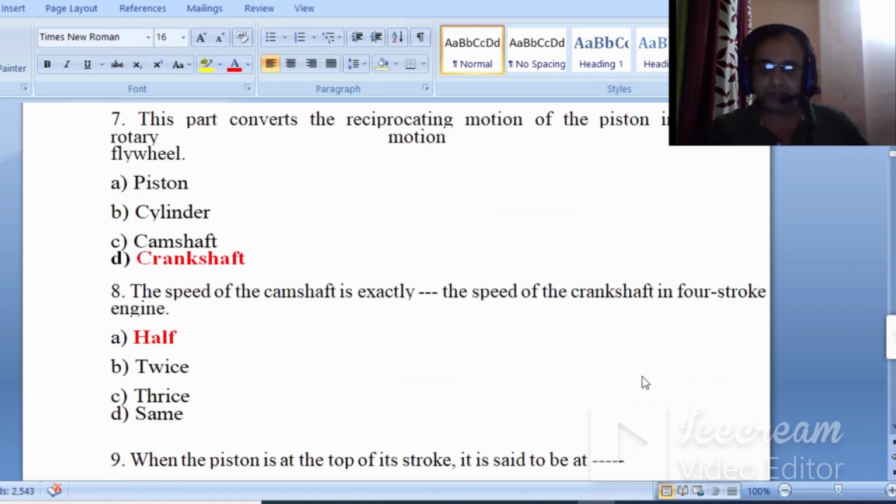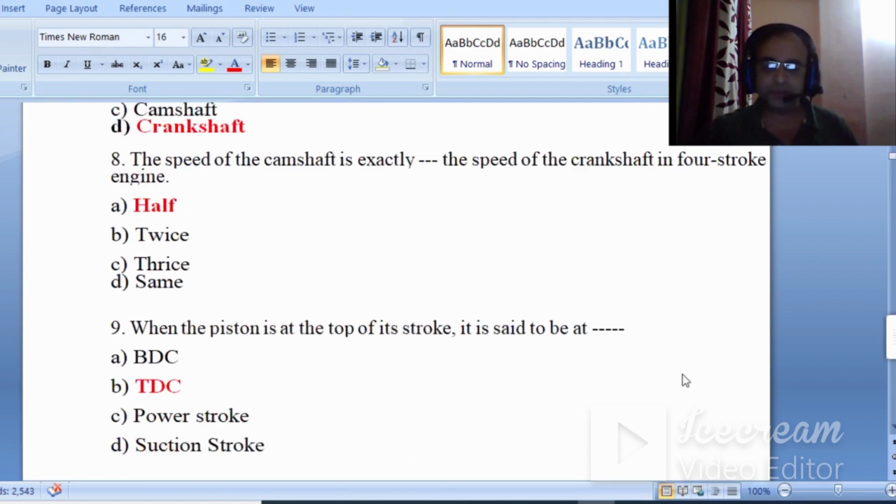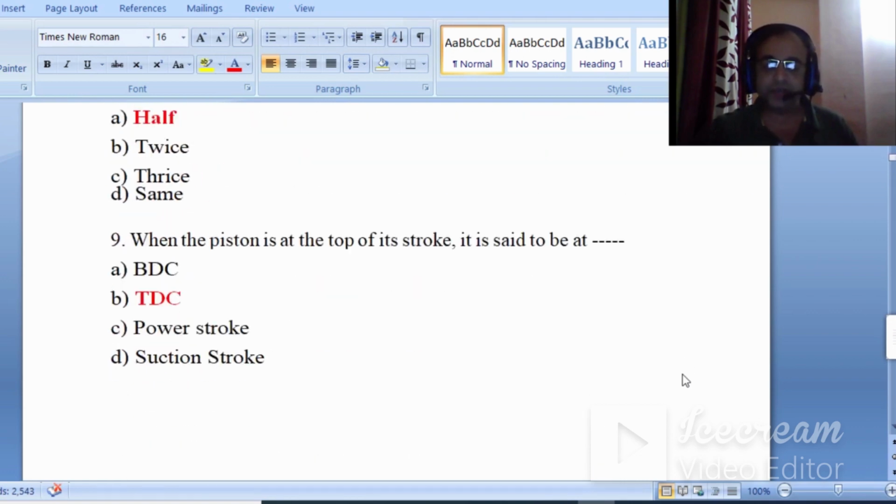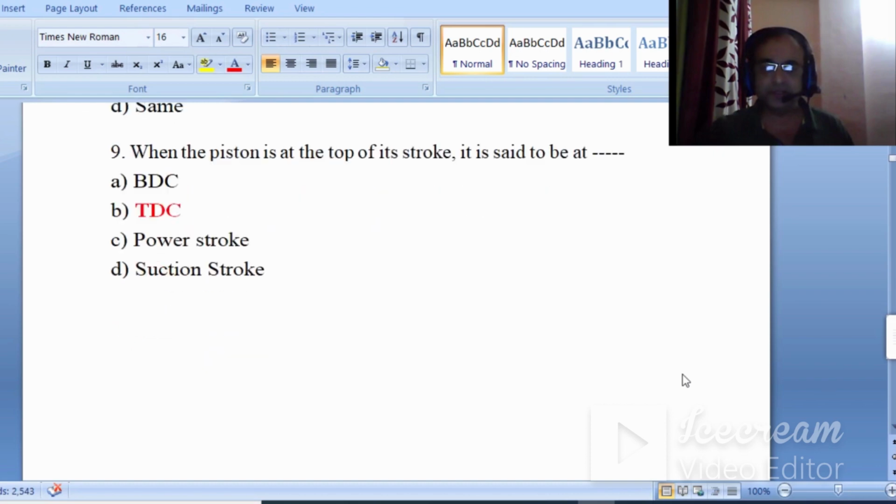Then the next question is the speed of crankshaft is exactly dash dash the speed of the crankshaft in four stroke cycle engine, and it is half of that. So half is the correct answer in this question. The next question is when the piston is at the top of its stroke, it is said to be, obviously, top dead center, TDC.